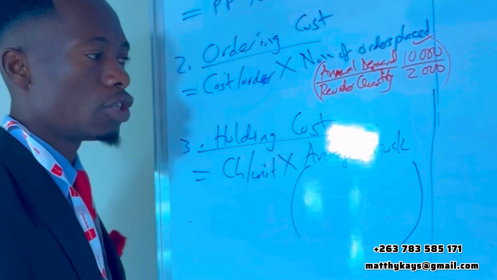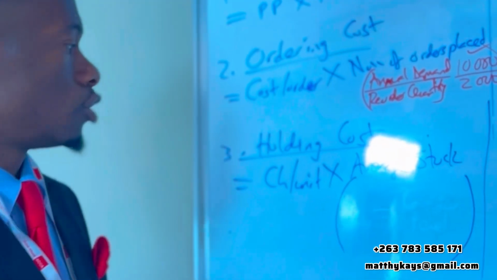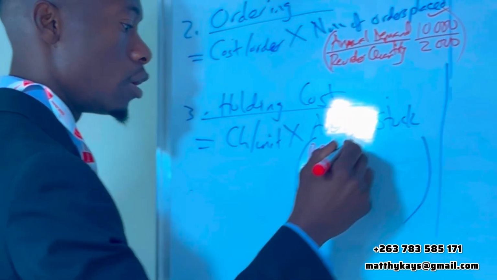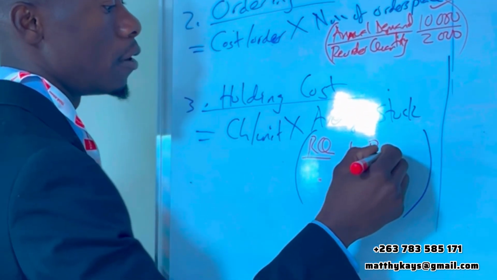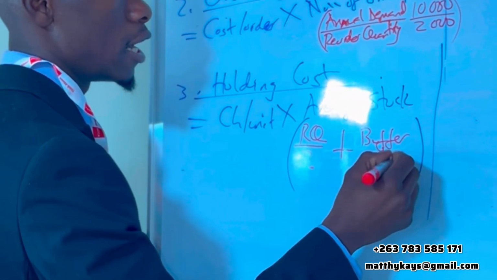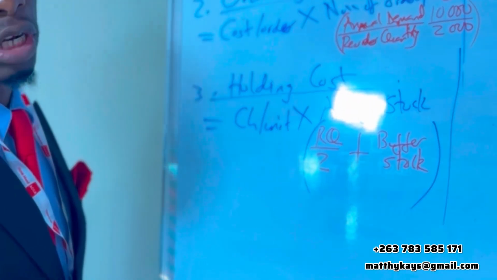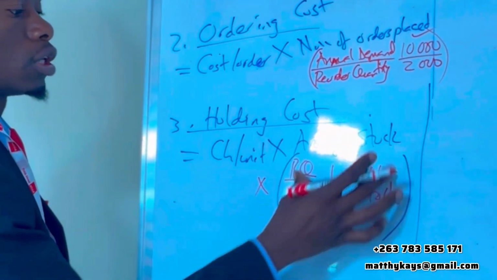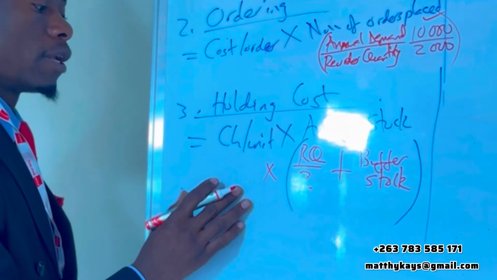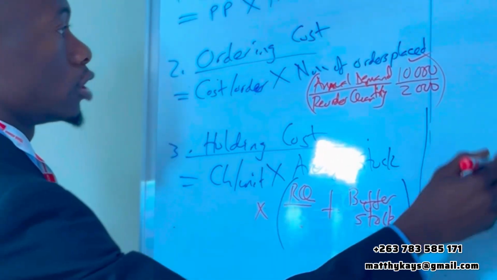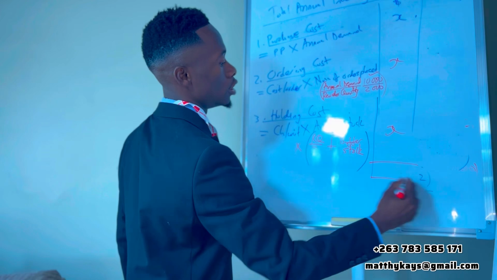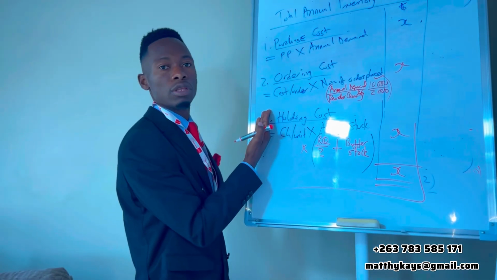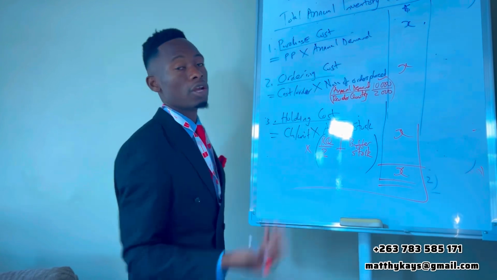But the average inventory, again, will not be given. How do you calculate the average stock? We say the reorder quantity over 2 plus the buffer stock. Another name for the buffer stock is the safety inventory. So what you simply do, you calculate your average stock here, you multiply with the holding cost per unit, then you get your holding cost, you get your ordering cost, then you add all these 3 costs. But in the exam, they can simply ask you the ordering cost or the holding cost or even the total.